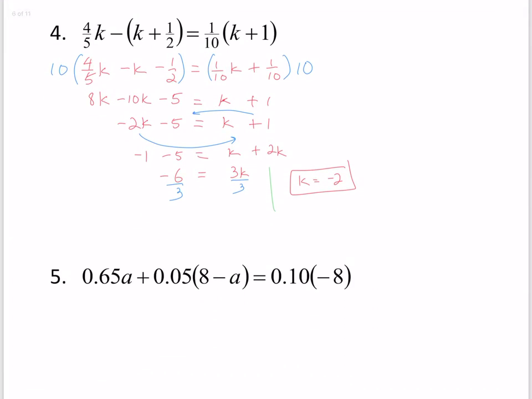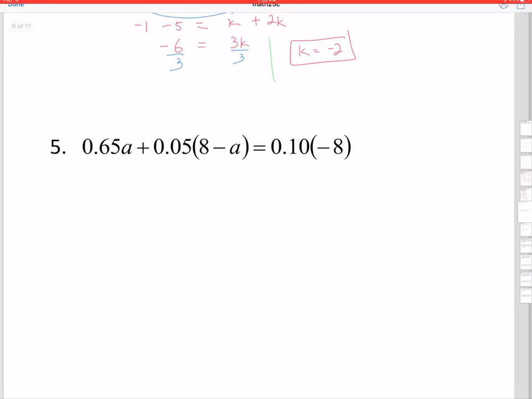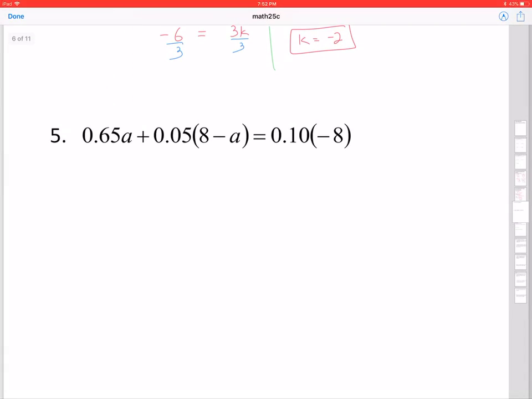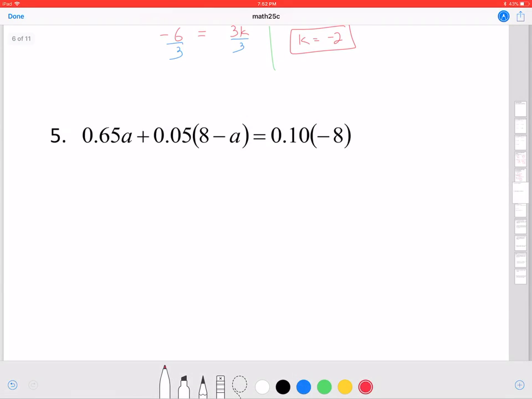All right, the last one. Number 5. Got decimals. Okay, we can pretty much use the same idea. Of course, we don't have a fraction or denominator here. I'm going to try to clear out those decimals. I've got 0.65, 0.05, and 0.10. They're all going out to the 100th place, so I can clear out the decimals by multiplying each one by 100.